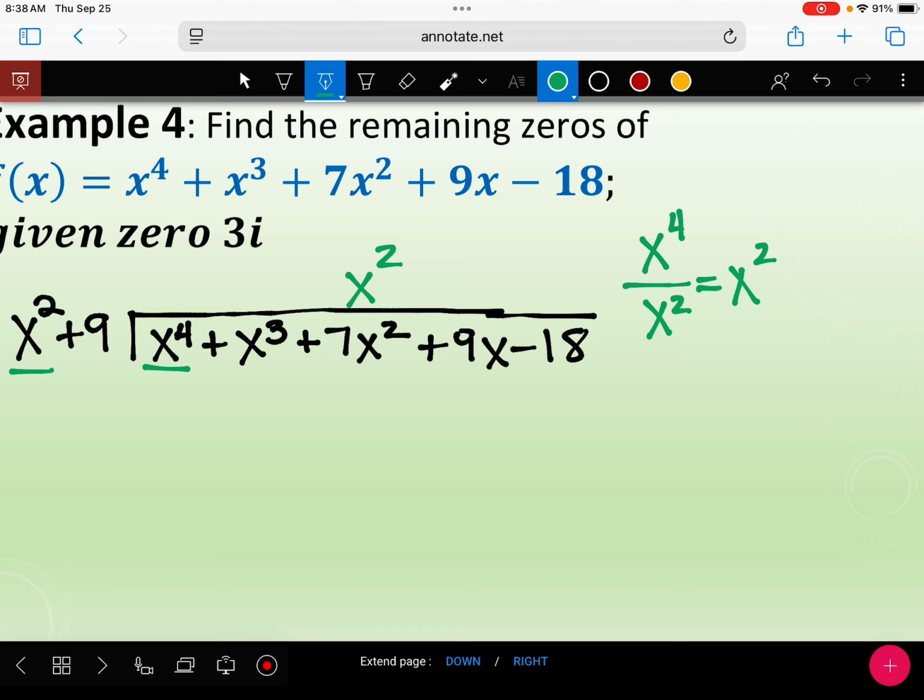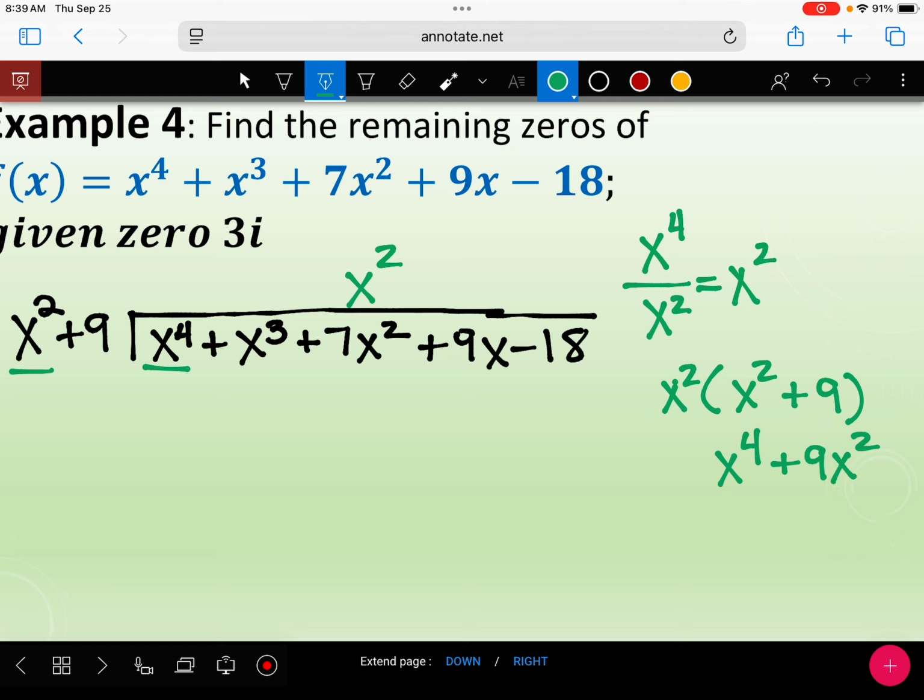And then you're going to take whatever answer you get and multiply it by your divisor. The divisor is what's in front, that x squared plus 9. So I want you to take that x squared and multiply it by x squared plus 9. See what you get. And you should get x to the fourth plus 9x squared.